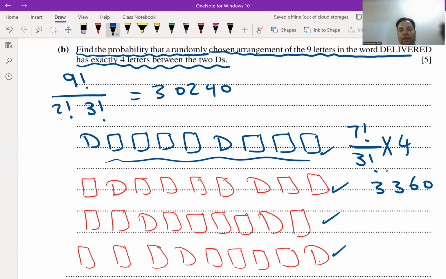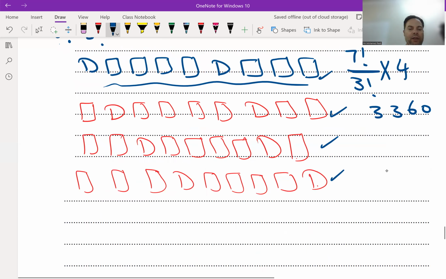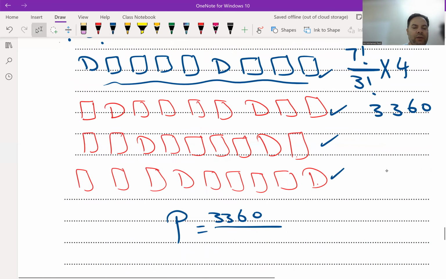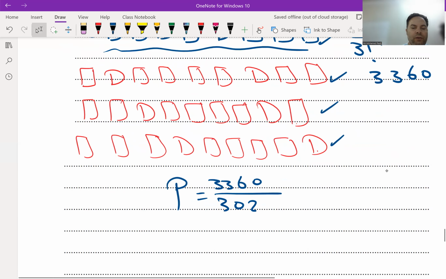So you will get 3360. So the final answer to get the probability will be the fraction 3360 divided by 30240. Simplify your answer. So the answer will be 1/9. So the final answer simplified.